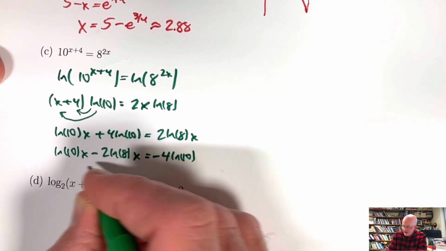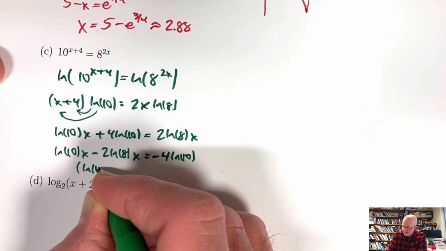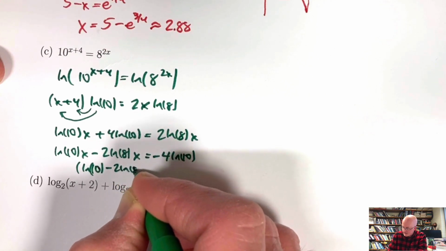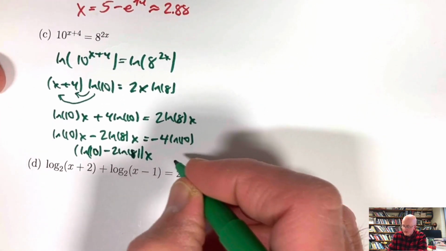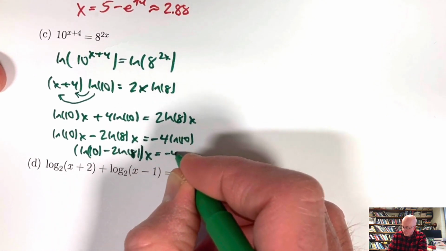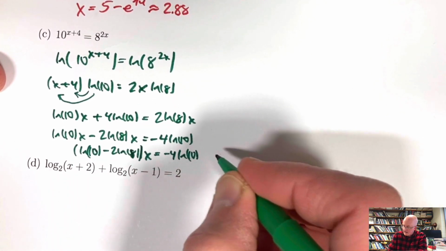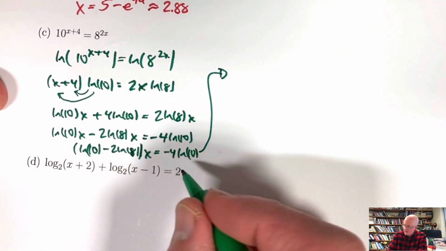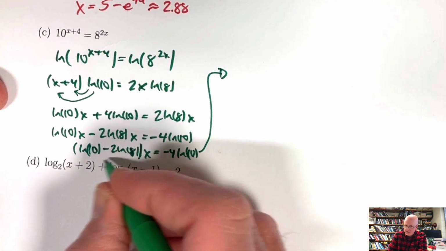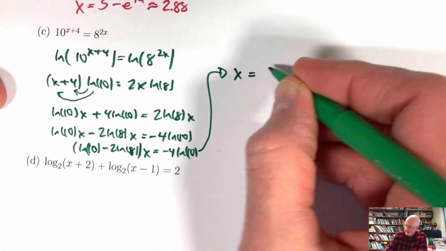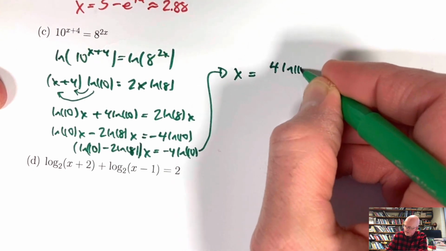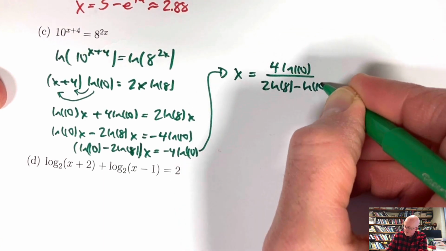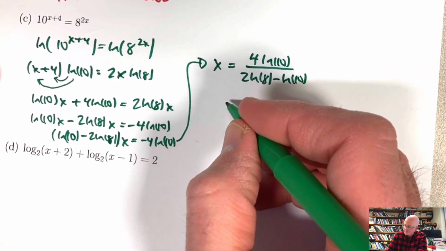An x can be factored out of the left side here as ln of 10 minus 2 ln of 8. I could also use properties of logarithms to simplify that. I will probably in the end here. Times x, all times x equals negative 4 ln of 10. A little tricky here. Divide both sides by this. Maybe get rid of that negative sign as well by switching the order of these things. It looks like x can be written as 4 ln of 10 divided by 2 ln of 8 minus ln of 10. This can be simplified a little bit.